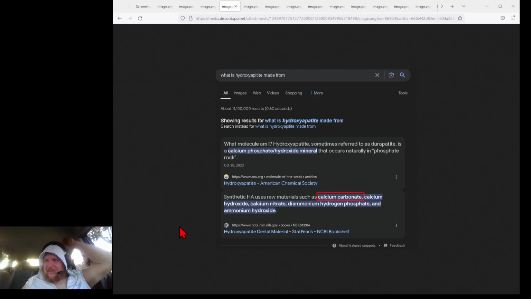calcium carbonate, also known as pearl powder, is another way to get some mineral restoration of your bones in your body and your teeth. Okay, so if you're struggling with bone health or teeth health, that's another way to get it.